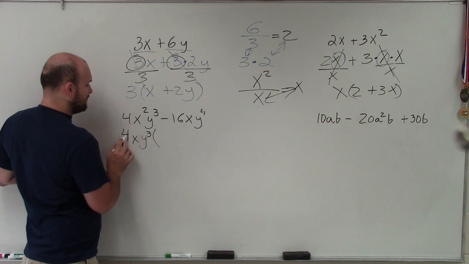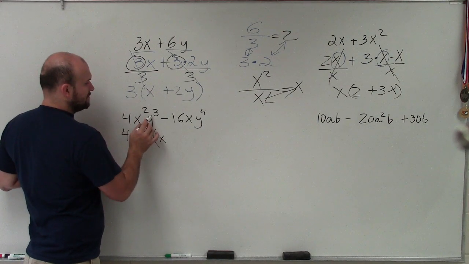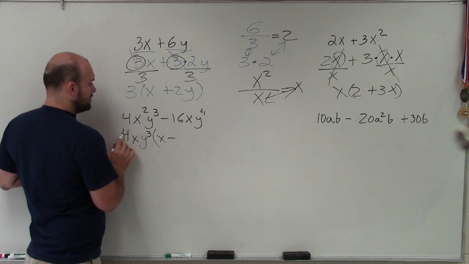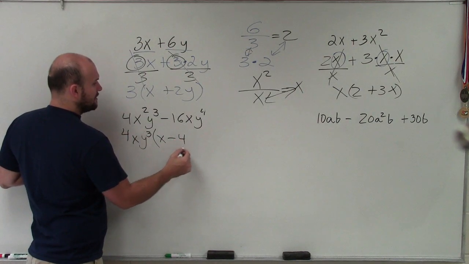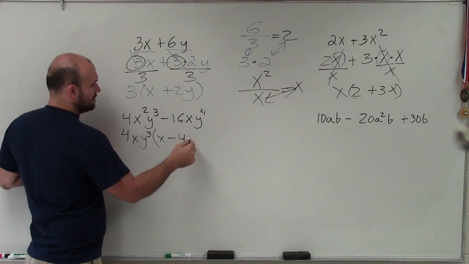And when I factor out a 4 from 4, I have 1. When I factor out an x from x squared, I'm left with x. A y cubed from y cubed is just going to be 1. So I have x minus, a factor of 4 from negative 16, I have a negative 4. An x from x is just left with 1. And a y cubed from a y fourth is just y.